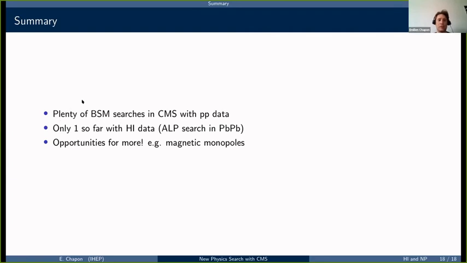We have a lot of BSM searches in CMS with PP data. Only one, I think, so far with heavy ion data, which is this ALP search in lead-lead. But obviously, we have opportunities for more, for instance magnetic monopoles, or all the things that you know. Thank you.